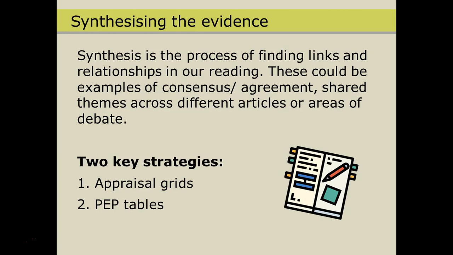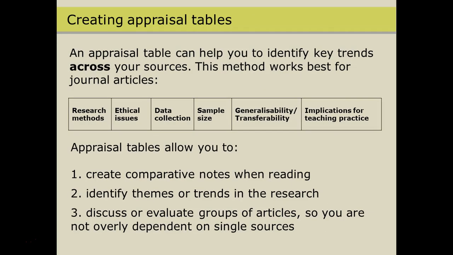The first is appraisal grids, and the second is a PEP table. So appraisal grids, these will help you to identify key trends across a range of different sources. From experience, I think it works best with journal articles, and I'll tell you why in a moment when we have a look at the example.